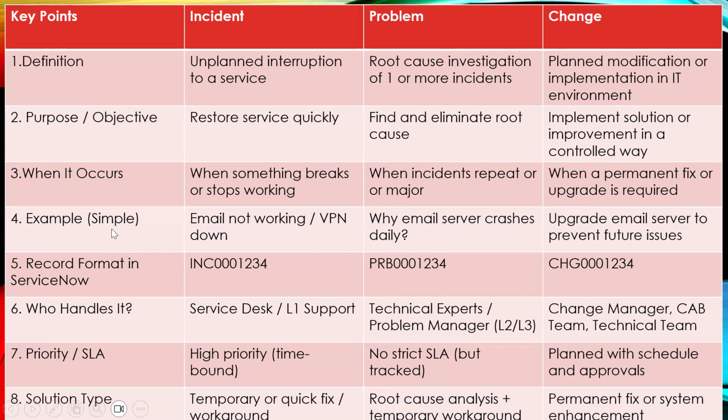Examples of an incident are email not working, VPN down. I will explain each and every one with real-time scenarios; for now I will brief the differences, then explain. A problem is nothing but investigation of the root cause: why does the email server crash daily? What's the reason? That's a problem example. For the change, after identification of the problem or incident, we implement the corrective action and preventive action for the future, like upgrading the email server to prevent future issues.